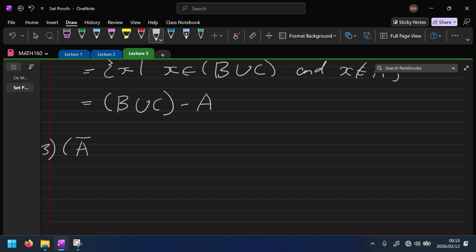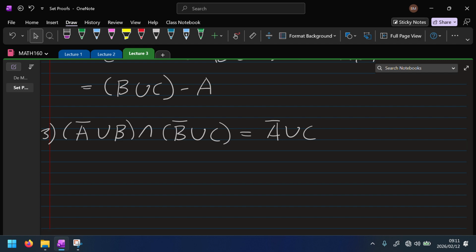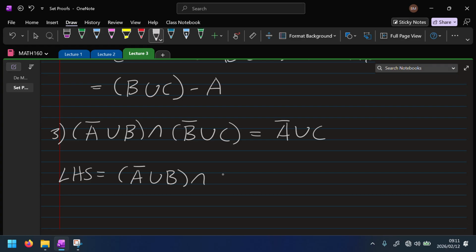Okay, so we've got A complement union B, intersection with B complement union C, is equal to A complement union C. Looks a bit messy, but we know the definitions for each of the parts. Unions we know, intersections we know, complements we know. So we're just substituting what we know. So let's have a look here, left-hand side. So this is going to be A complement union B, intersection with B complement union C.